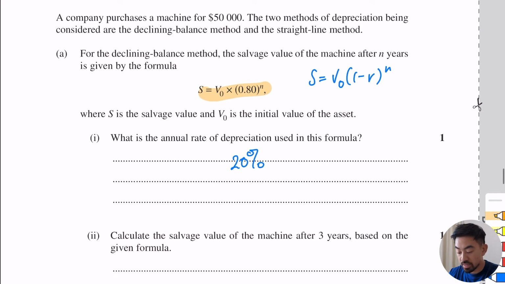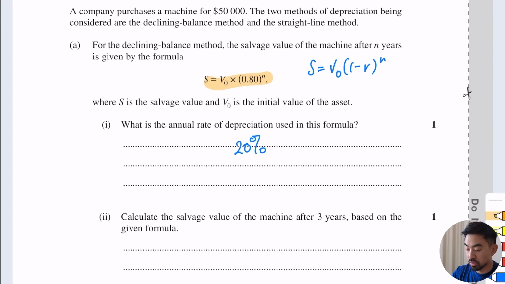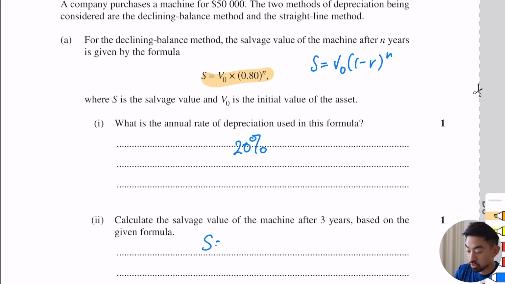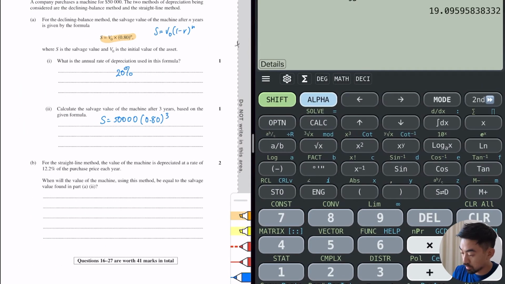Okay, I calculate the salvage value of the machine after 3 years based on the given formula. So that's just straight up substituting. Initially it was $50,000, and it's going to be 0.80 to the power of 3. $50,000 times 0.8 to the power of 3. So it's $25,600. It's a nice number. Okay, done.